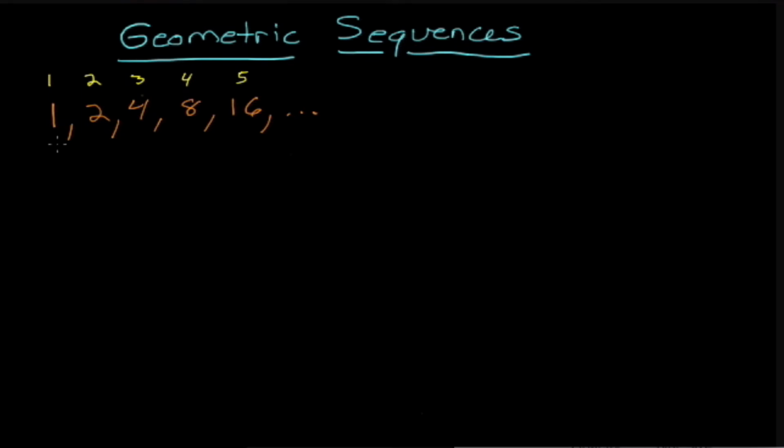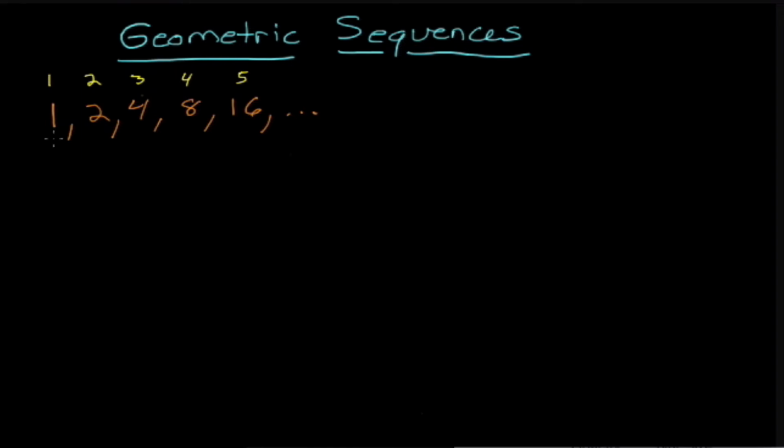Now, unlike an arithmetic sequence, we're not adding a common difference. So to go from 1 to 2, we're adding 1, and then to go from 2 to 4, we're adding 2. So you can already see this is not a common difference. From 4 to 8, we're adding 4, and from 8 to 16, we're adding 8. So that's not really going to work for us. As mathematicians, we like to find or describe patterns in the simplest way possible.